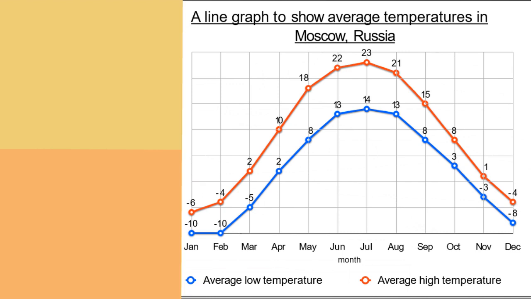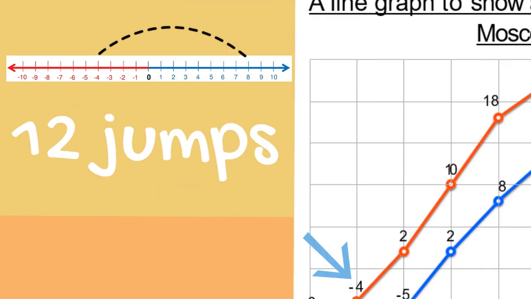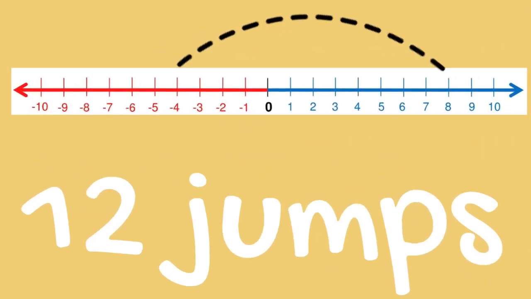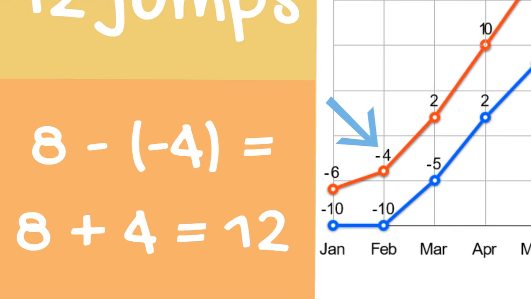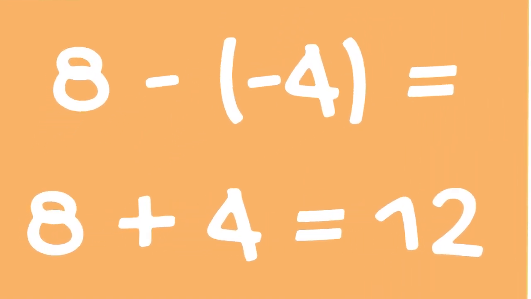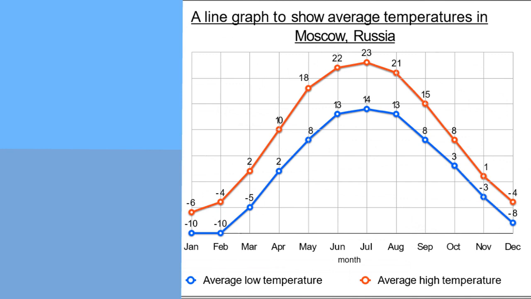So, two ways of solving it. First, use the number line. We start on 8, we jump back until we hit -4, and we're going to have 12 jumps. Or we could do the written sum and say 8 minus -4 is equal to something. Well, using our rule that we learned about earlier on, that changes to 8 plus 4 is equal to, you guessed it, 12. Let's go for one last question.